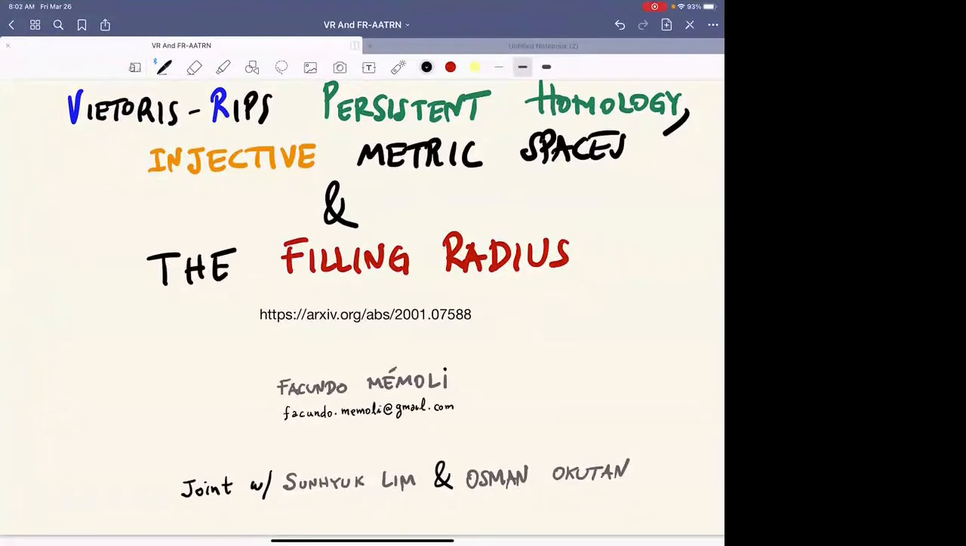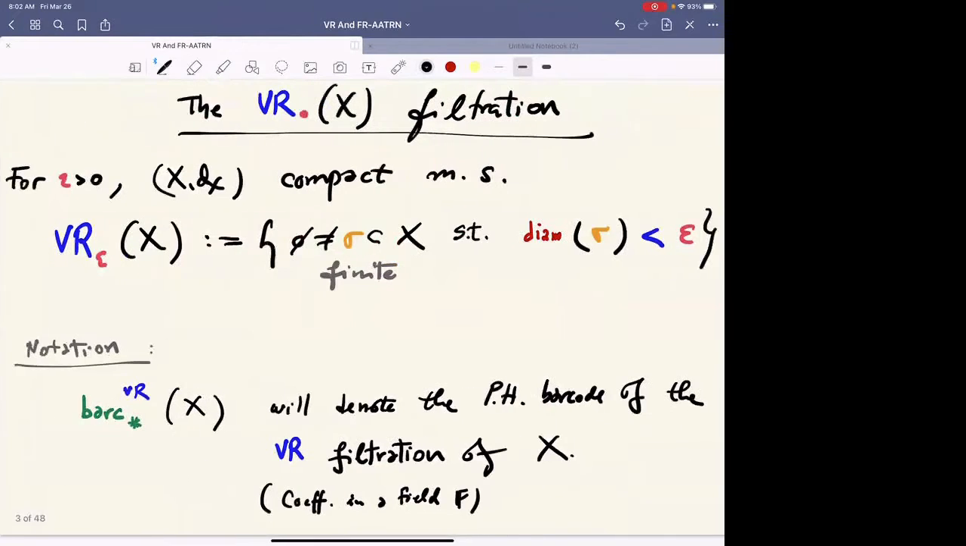All right. So I wanted to describe some recent work with Sanyuk Lim and Osman Okutan on relating persistent homology to the notion of the filling radius. So just a quick review of the Vietoris-Rips filtration. I mean, possibly everyone is already quite familiar with this.